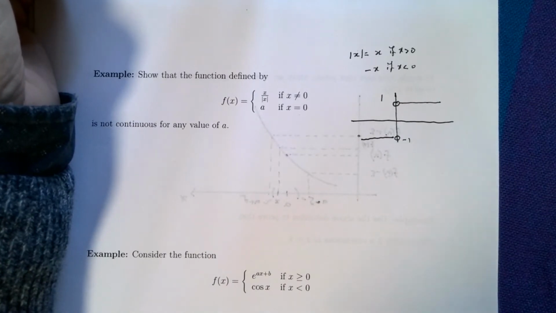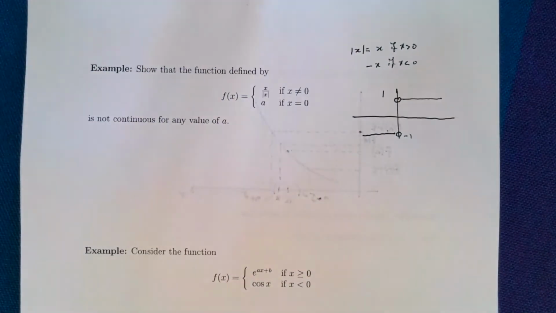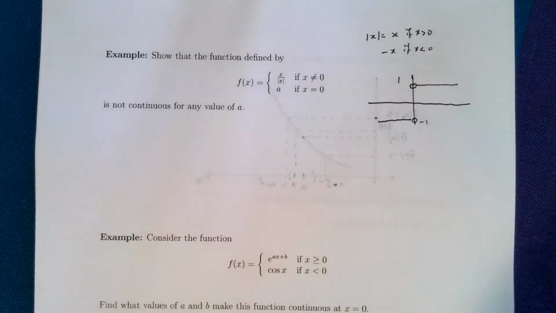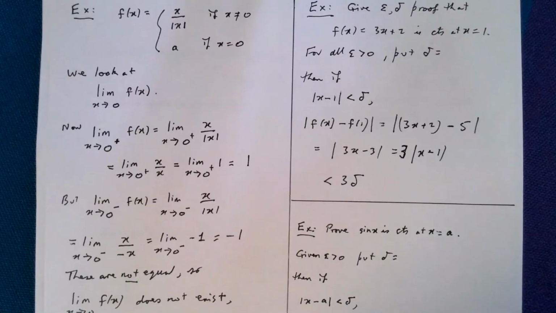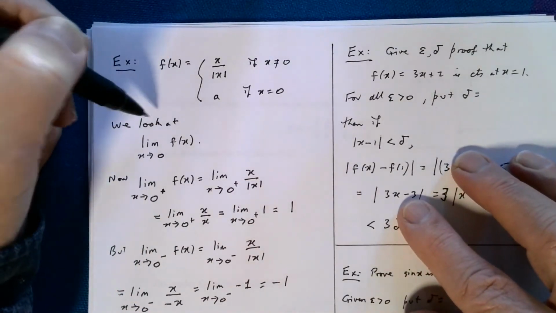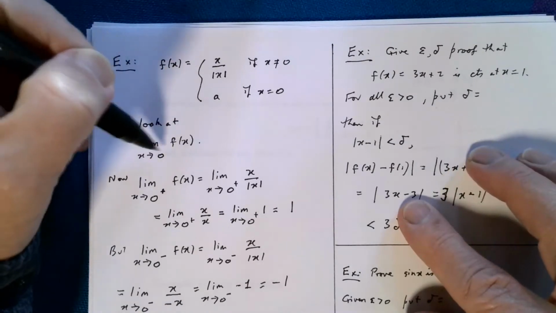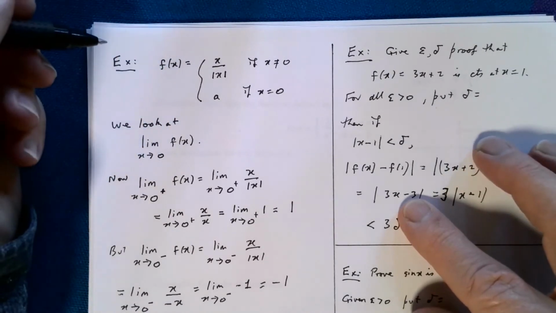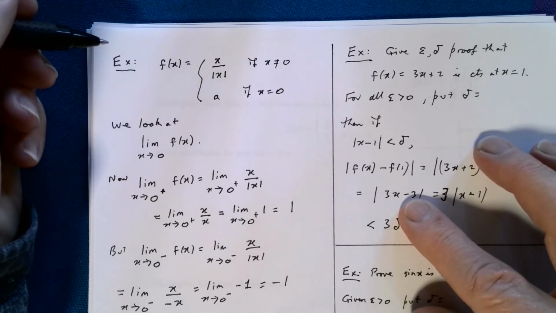But now we want to go back and show this using the definition of our limit. So here is the solution to this one. So what we do is we need to look at the limit. We need to see what's happening as x goes to 0. We need to look at this limit. We're going to show, of course, this limit doesn't exist.